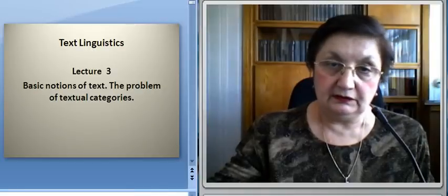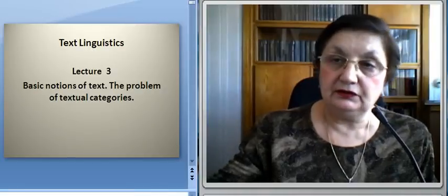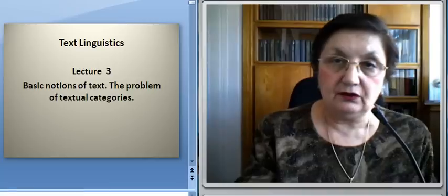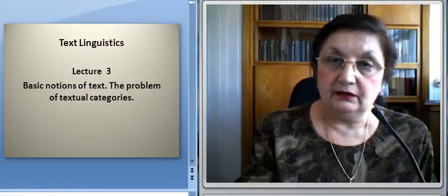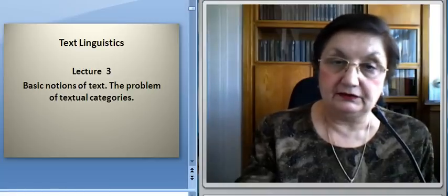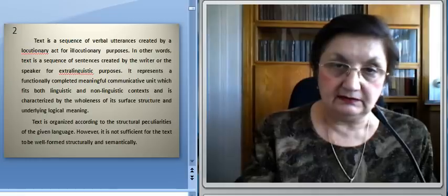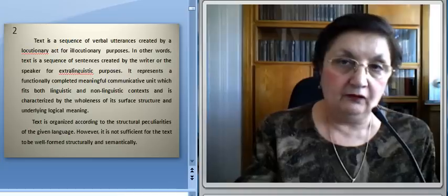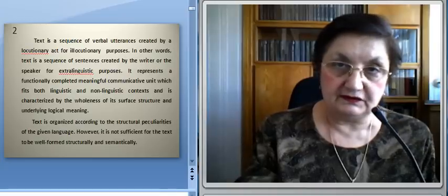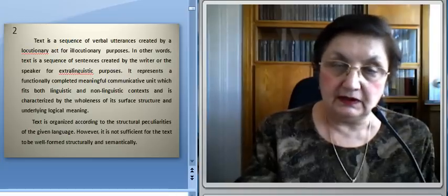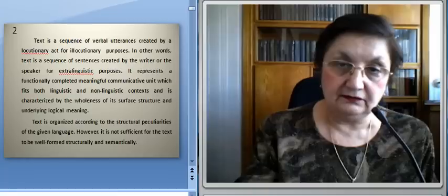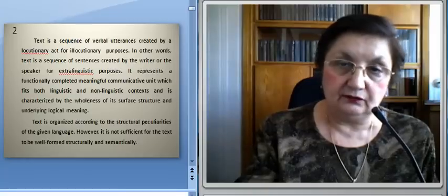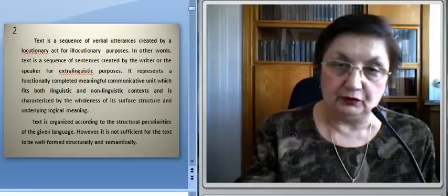Lecture 3 in text linguistics is devoted to the discussion of basic notions of text and the problem of textual categories. Text is a sequence of verbal utterances created by a locutionary act for illocutionary purposes. In other words, text is a sequence of sentences created by the writer or the speaker for extra-linguistic purposes.